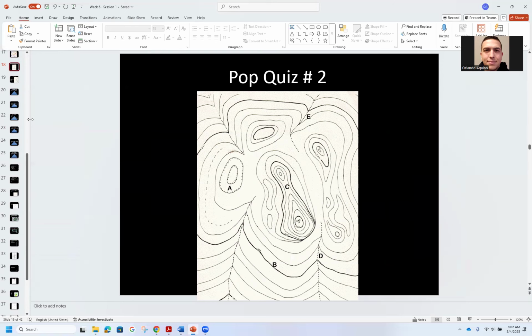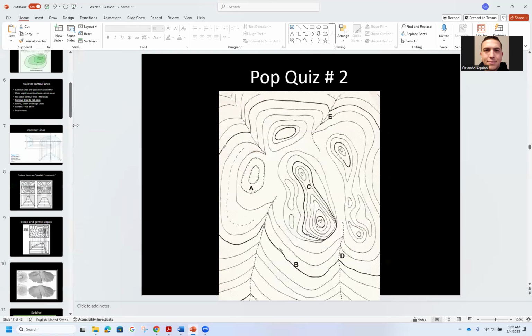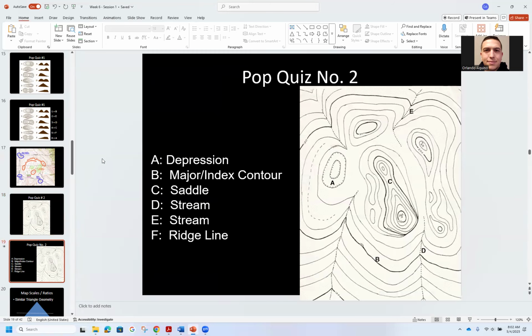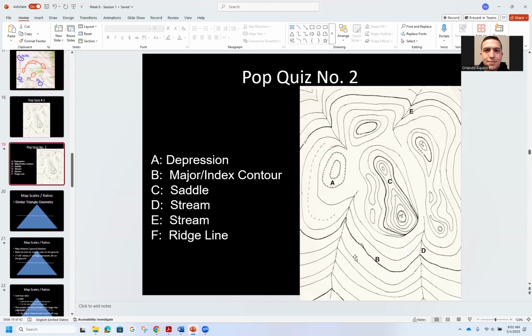All right, and then let me pull it back just so you can see what page I'm on. But anyways, next slideshow. So A, we would consider to be a depression, right? With that, you can see how these little ticks are going inward on that contour line. This darker line that you see here, that's what we would consider a major or index contour. These other ones you consider just a minor contour line. And then C, you got the two hillsides. That's a saddle.